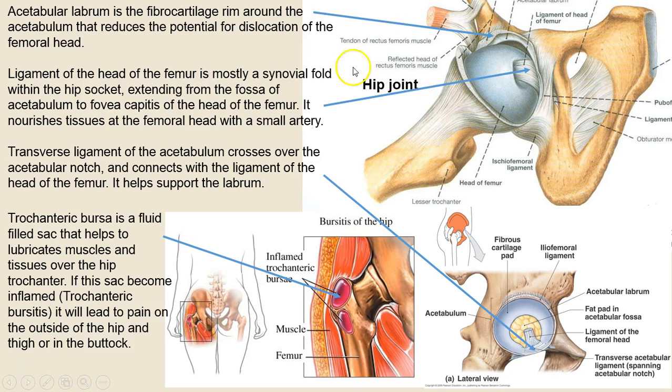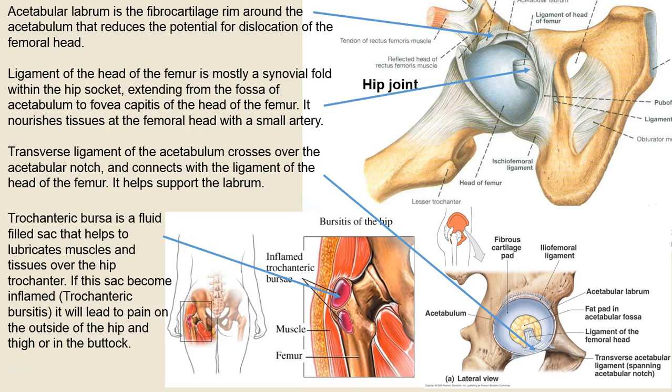We're still continuing with the hip, and the acetabular labrum is the fibrocartilage rim, and it's not showing up. You can barely see the words here. There it is. It kind of extends the socket, and it provides a little bit of stability, just one more thing to keep that from having a dislocation.